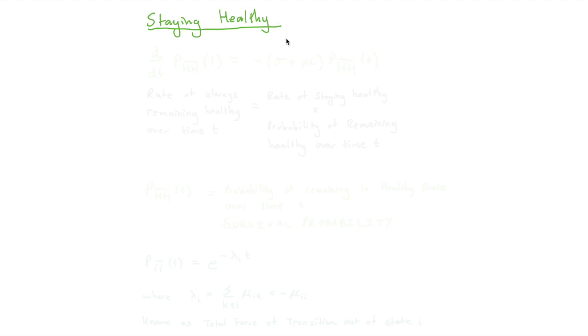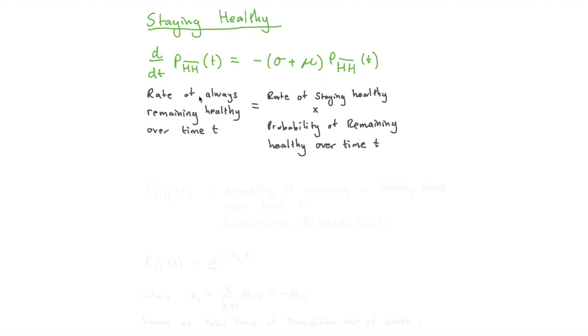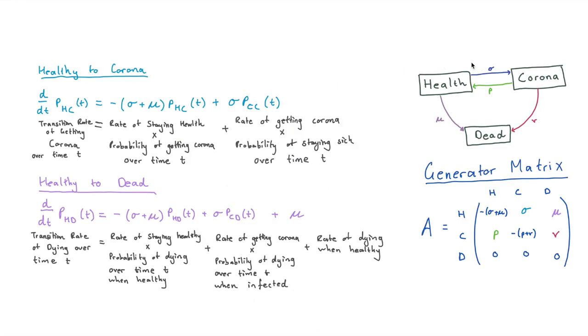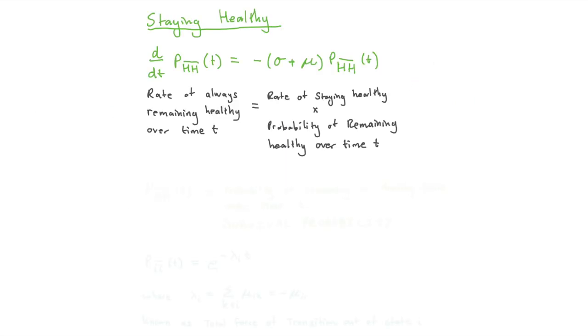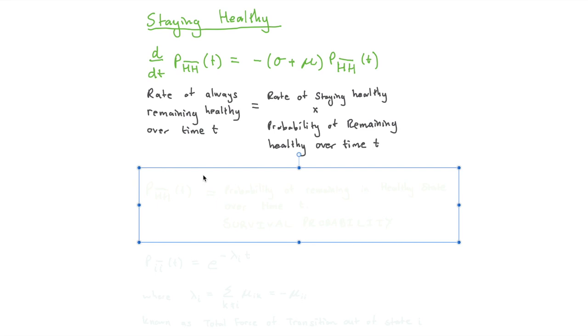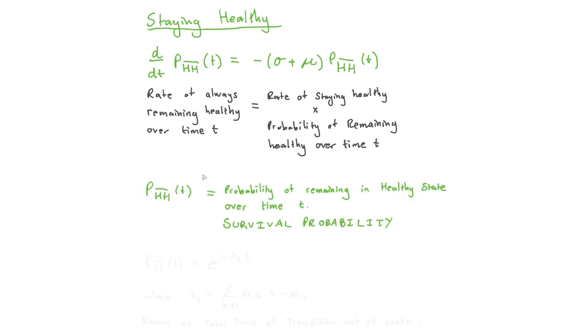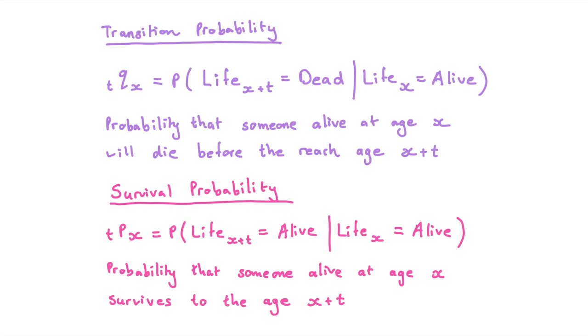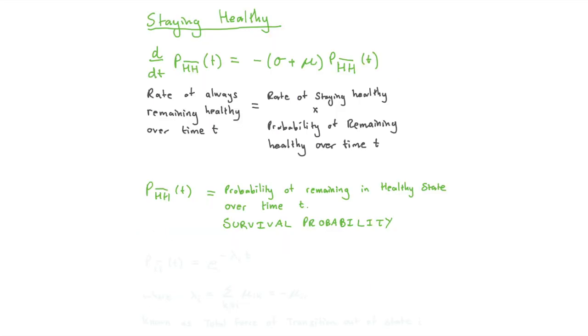Another one that we can look at is what happens when we are staying healthy. First of all, we denote it by drawing a line over HH, and what that line over it means is always. So the rate of always remaining healthy over time t is equal to the rate of staying healthy times the probability of remaining healthy over time t. If we come back to our graph, we stay healthy and that's it. We're not moving to corona and we're not dying. So that's why it's a lot simpler. Now, this probability of remaining in the healthy state over time t is also known as our survival probability. Remember, this is something that we spoke about way in the beginning of TPX.